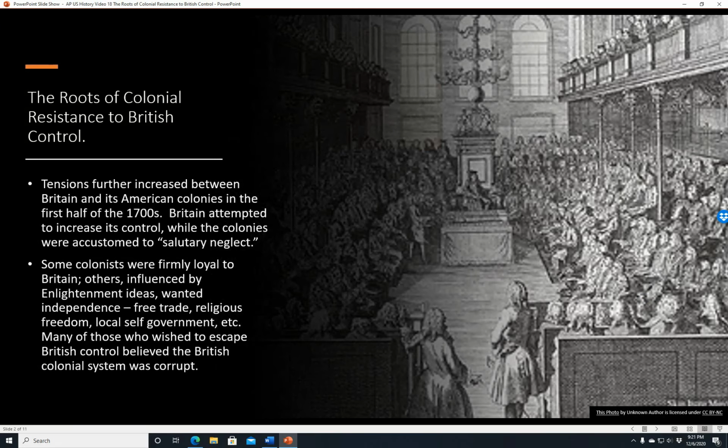The roots of colonial resistance to British control. Tensions further increased between Britain and its American colonies in the first half of the 1700s. Britain attempted to increase its control while the colonies were accustomed to salutary neglect, which I've discussed in previous videos, where basically they were left alone and the colonies prospered. Some colonists were firmly loyal to Britain. Others, who were influenced by Enlightenment ideas, wanted independence, so free trade, religious freedom, local self-government, etc.